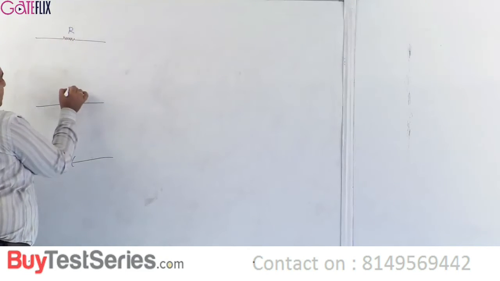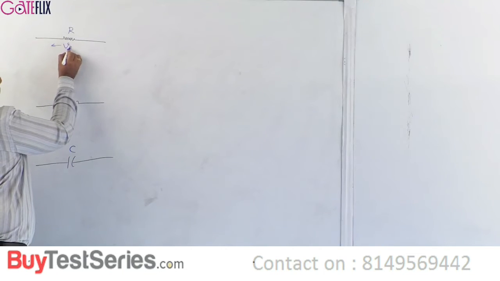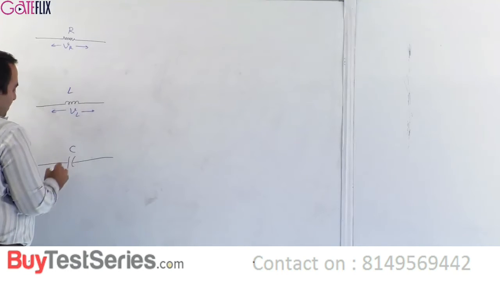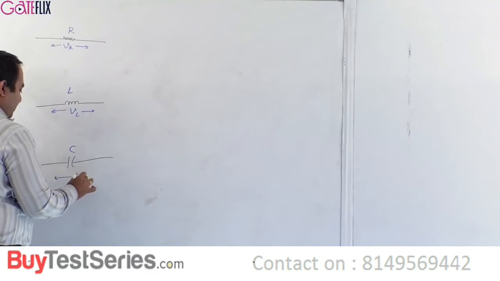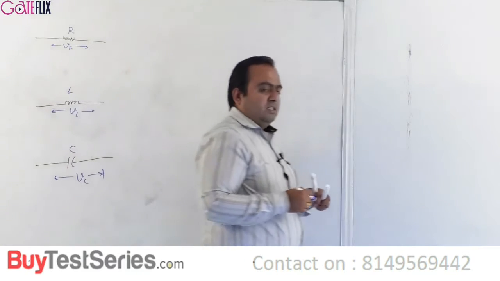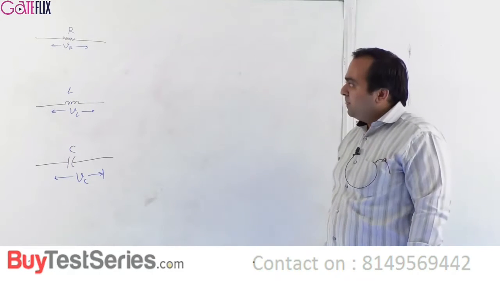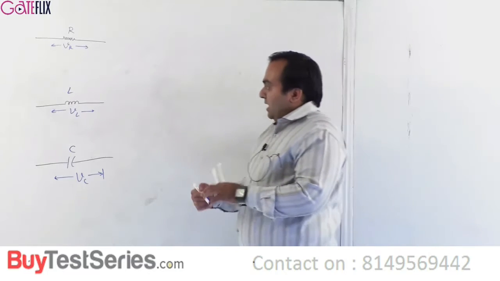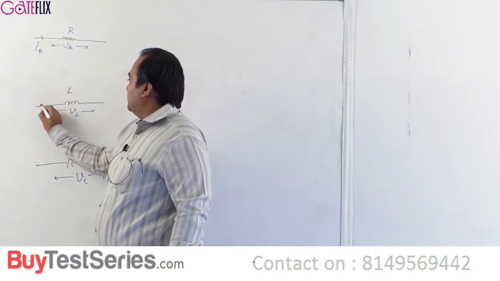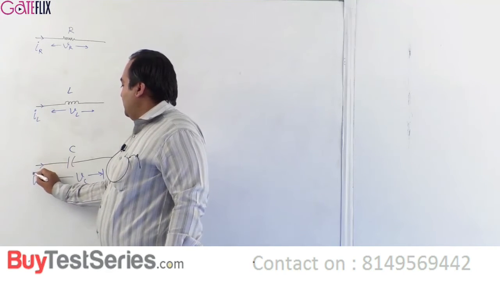So this is your resistance, inductance, capacitance. This is voltage VR, this is voltage VL, and this is voltage VC. Alright, so these are the 3 circuit elements that we will come across. We can also indicate the currents. This is IR, this is IL, and this is IC.